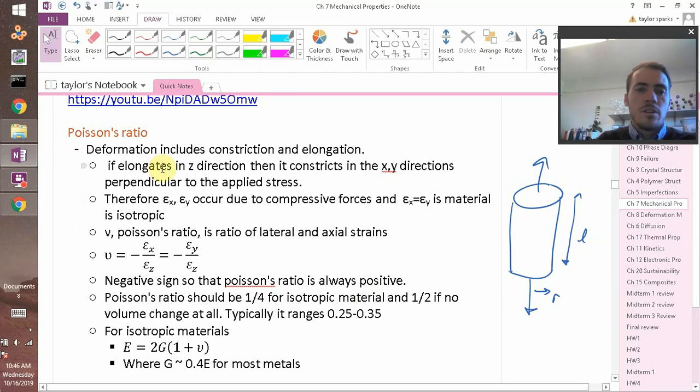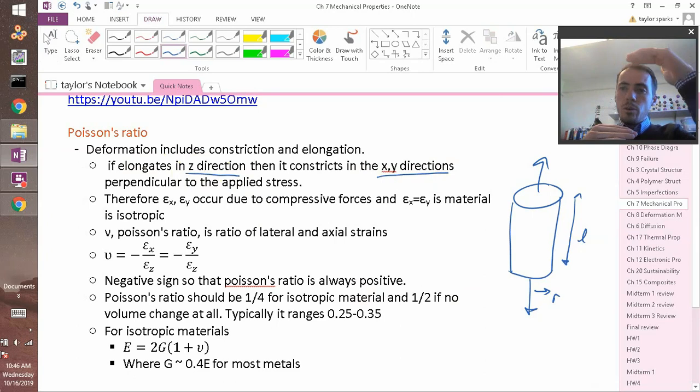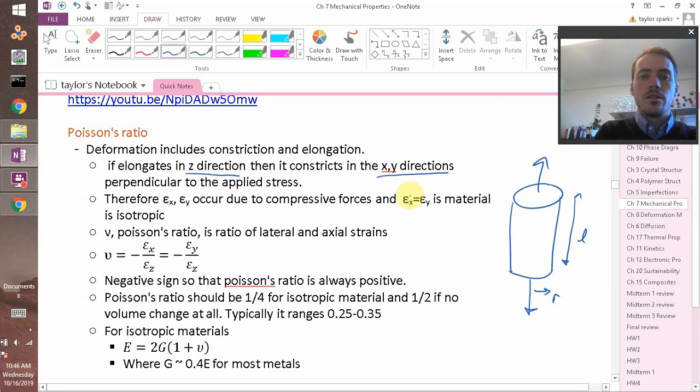Defined strictly, we'd say that if the deformation is happening in the z direction, where we're applying the load, and it's being elongated there, it will constrict in the x and y directions. Or the way we've defined it here is length and radius. You can do it that way as well. Or if you're squeezing on it, then you're going to see growth in the x and y directions, okay?